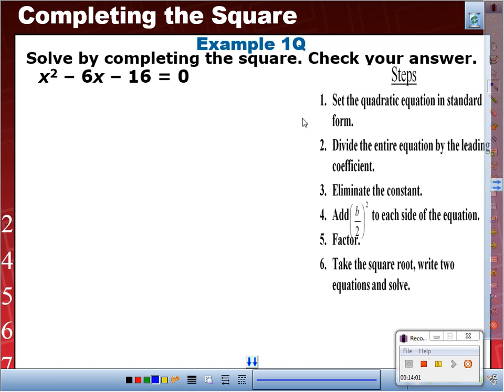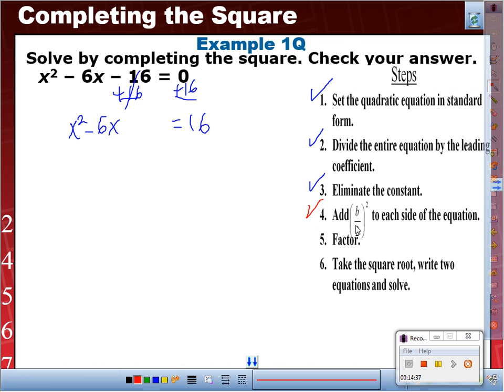Let's go down the list. Is it in standard form? Yes, so we leave it alone. Step 2, divide the entire equation by the leading coefficient. What is the leading coefficient? 1, so it's redundant if we show it, right? So it stays the same. Third step, eliminate the constant. What do I do? Plus 16 to each side. We're left with x squared minus 6x, leave a blank, equal to 16. The reason I want you to leave a blank is so that you remember why this is called completing the square. We need to complete the square with a number there, right?